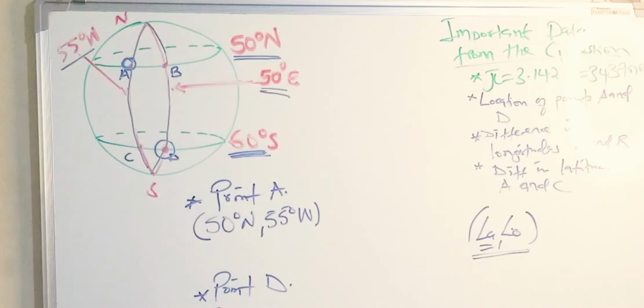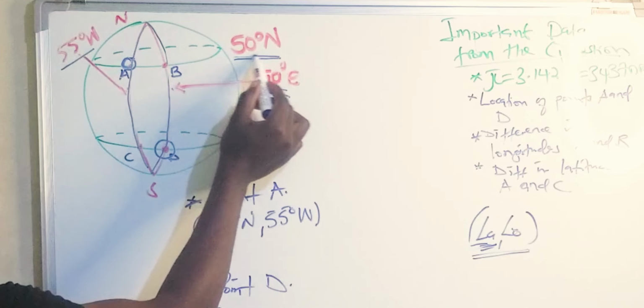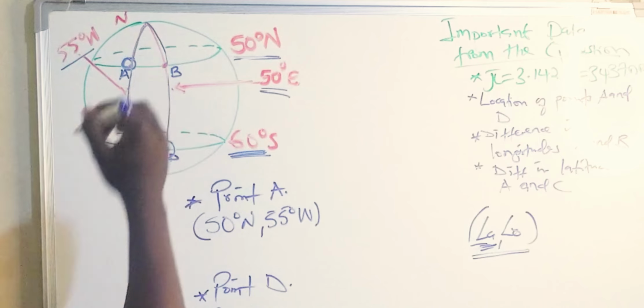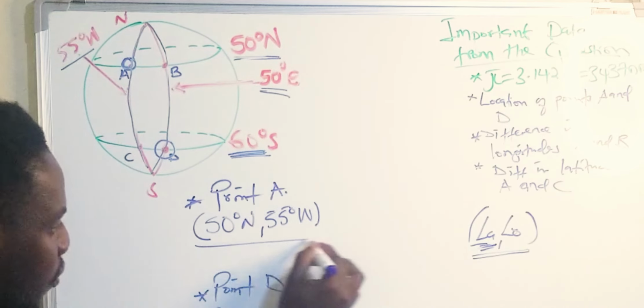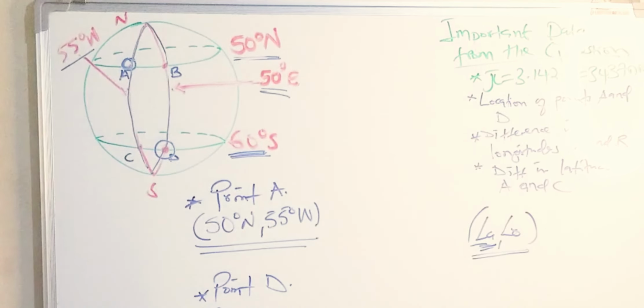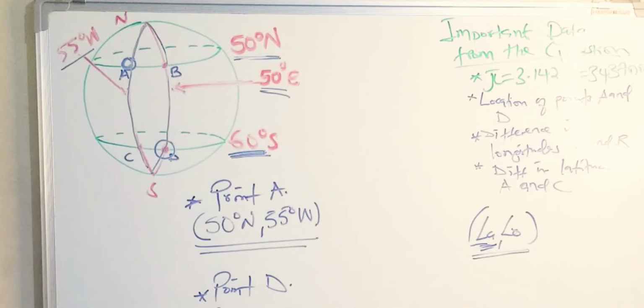So this is what you do when you have been given a diagram and they ask you to pick out the location of a particular point. You start by checking the latitude on which that point is sitting, like we have done for point A. It's sitting on latitude 50 degrees north. Then from there you check the longitude at which that point is sitting. Here for A, we have found that it's 55 degrees west. Then you write them in form of a coordinate like that. That's how you get the location of points on the Earth's surface. With that said, we are done with the first question, and I hope you put this into practice as you look at other questions on how to get the location of points on the Earth's surface.